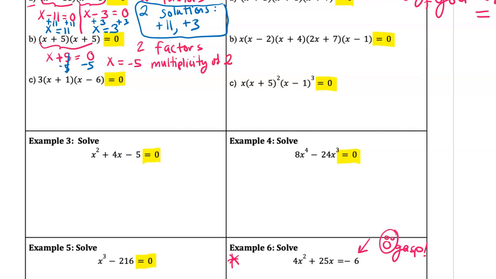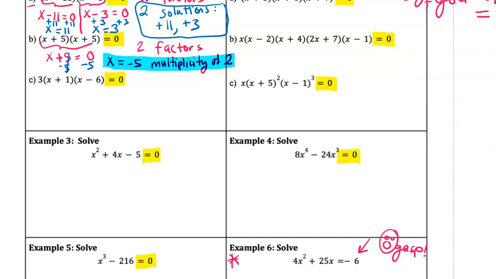And that just means that I have two factors that gave me the same solution, or two solutions that are identical, or one solution that repeated itself. That's kind of the meaning behind a multiplicity of 2. So we would still technically say there's two solutions, they just happen to be identical.